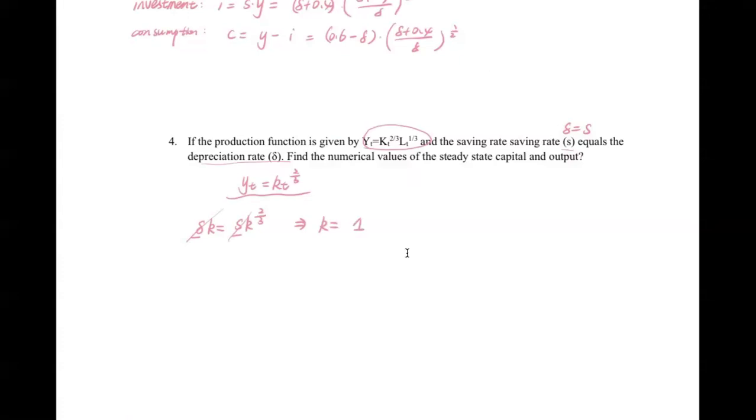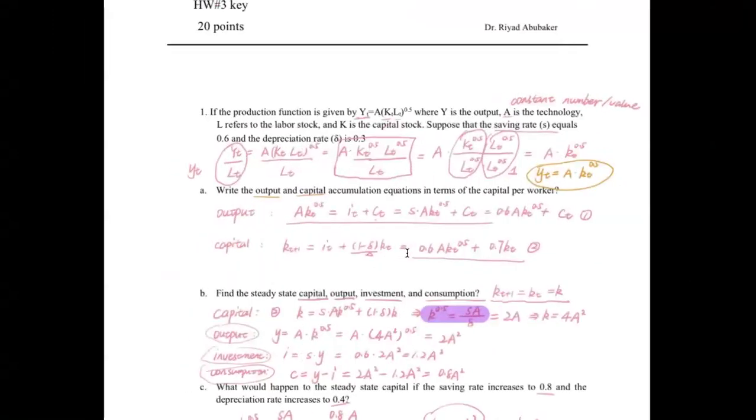Okay, now if this is the steady state of capital, then I think you will know the steady state of output. It would be y equals k to the power of 1 over 3, which is just 1. So this is the answer for the last question. If you follow these steps, you will always get the correct answer.